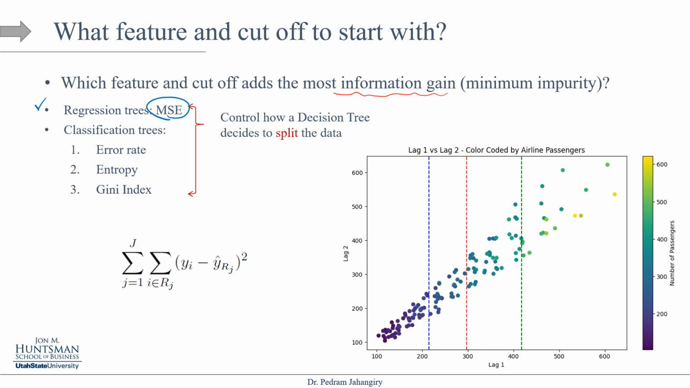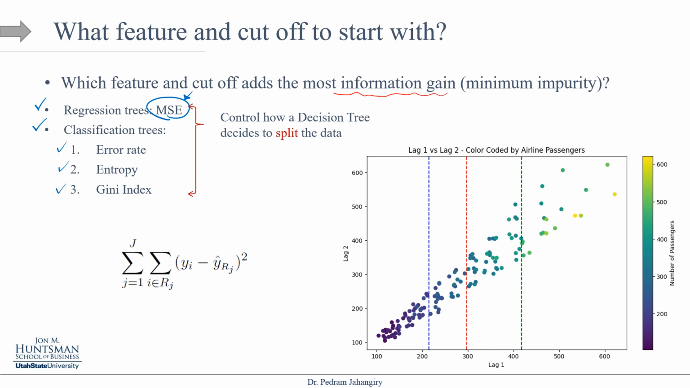If you want to think about classification tasks, we have seen error rate, entropy, or Gini index, right? But we're focusing on regression analysis, so I don't want to confuse you. Let's just focus on mean squared error. This is going to be the criteria that controls how the decision tree decides to split the data. So let's stick to mean squared error for our very simple example.